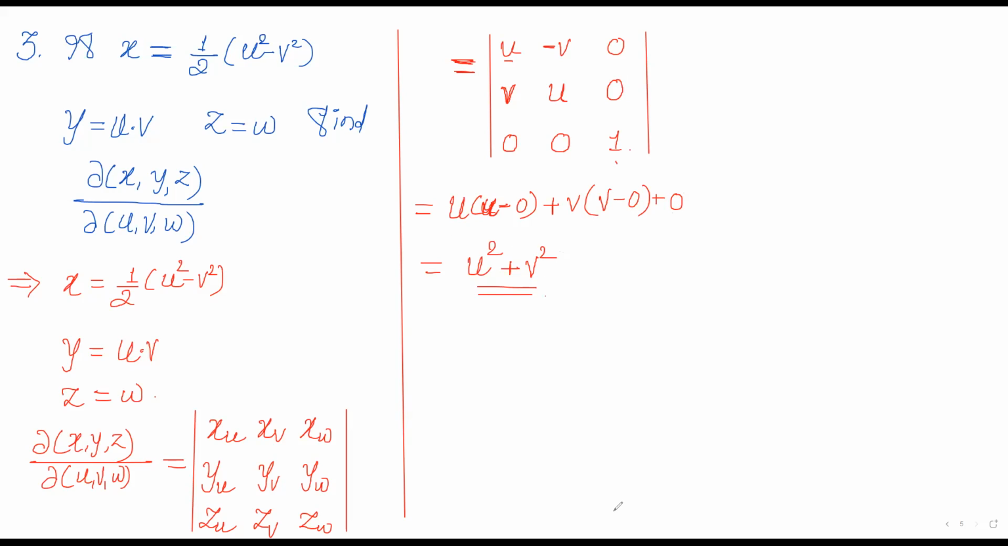Now we are solving the next example by using the property of Jacobian. Now we are using the property J into J dash is equal to 1.